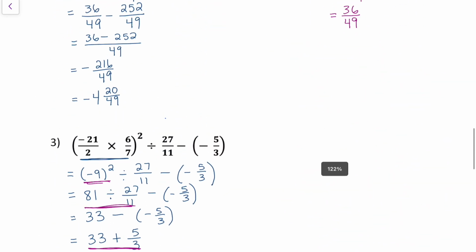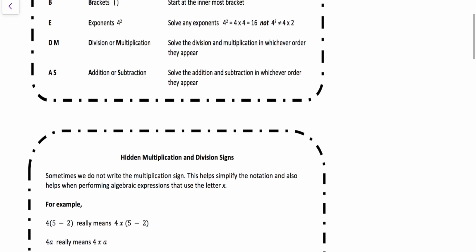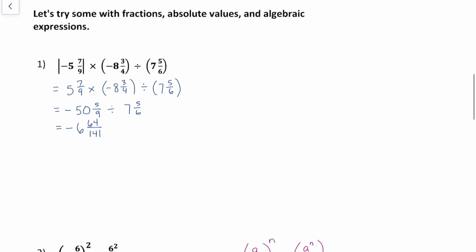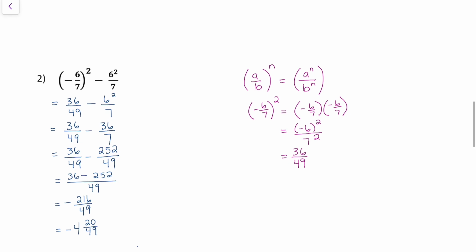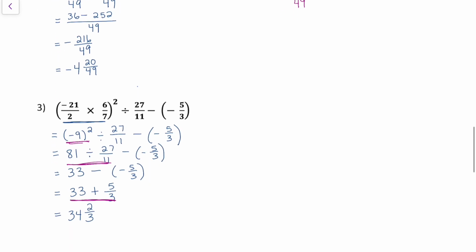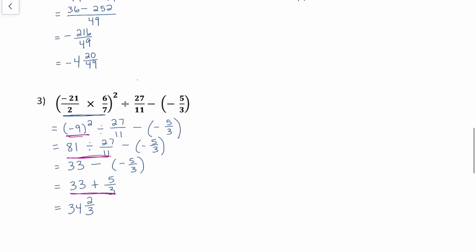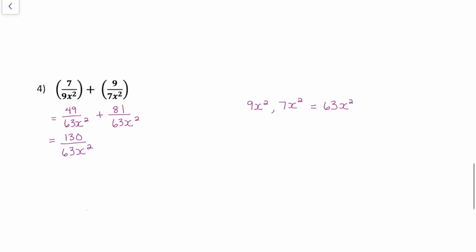Okay, so all in all, when we are doing order of operations with absolute values and fractions and exponents, the process is still the same. You solve anything inside of the brackets you can. You're then looking at exponents and then doing multiplication and division in the order it comes up, and then addition and subtraction in the order that it comes up.